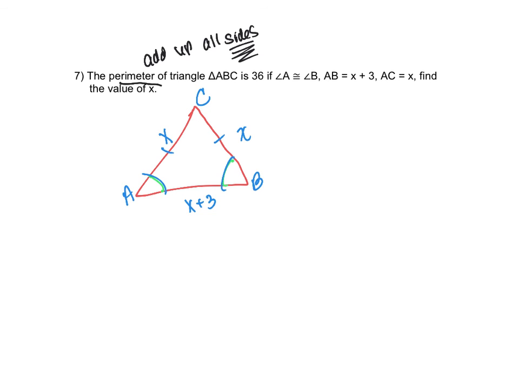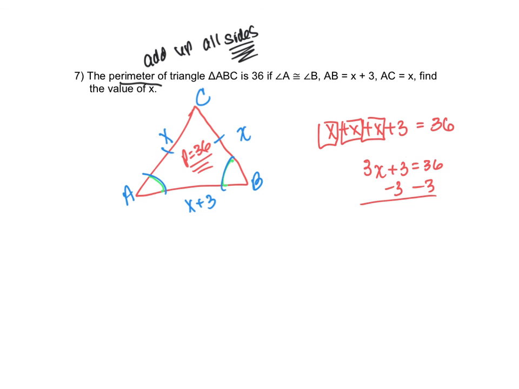We know our perimeter is 36. So what we're going to do is take those sides and set them equal to 36. So I have x plus x plus x plus 3 equals 36. Combine your like terms of x, x, and x. I get 3x plus 3 equals 36. Take away 3 from both sides of my equation. I get 3x is equal to 33. And then divide both sides by 3. And get x is equal to 11. And that's your final answer.